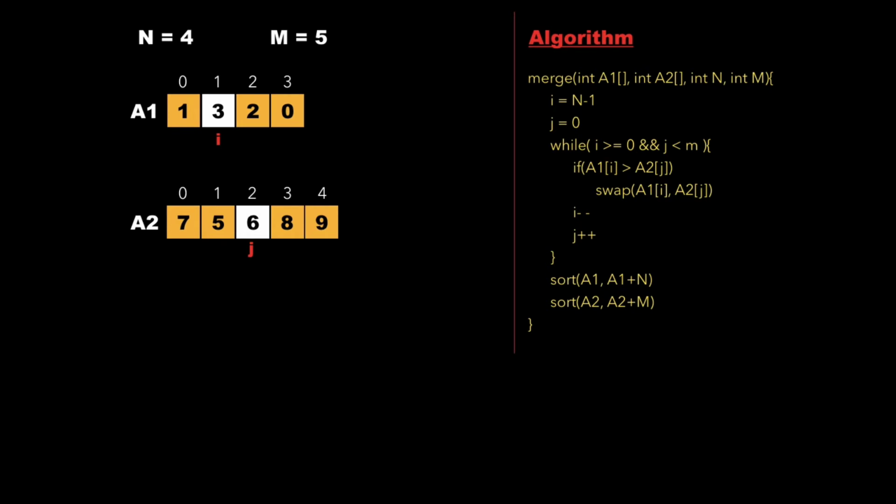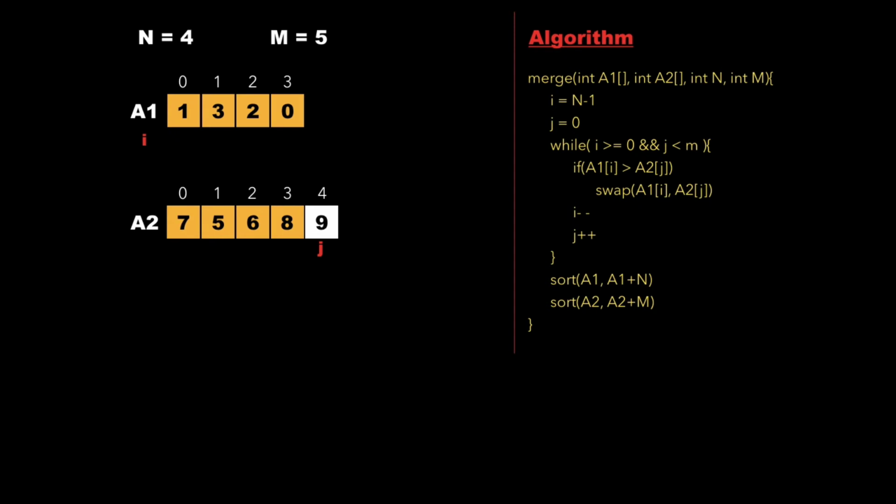Now we have A1 of i as 3 and A2 of j as 6. So we compare whether 3 is greater than 6. Since 3 is less than 6, we do not swap and just continue by decrementing i and incrementing j. Now A1 of i is 1 and A2 of j is 8. Again we check whether 1 is greater than 8. Since 1 is less than 8, we do not swap and further change the values of i and j.